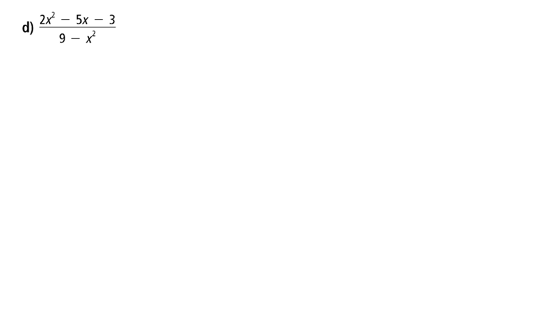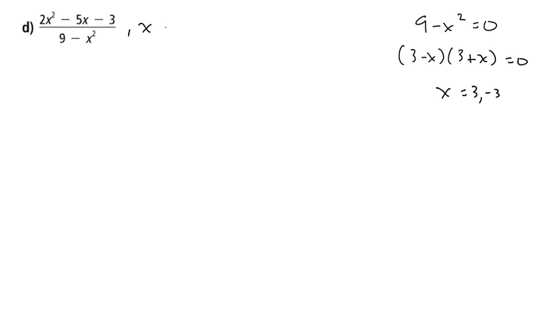All right, let's have a look at D here. So first thing we need to do is our non-permissibles. So let's check and see when 9 minus x squared equals 0. Well, that's going to be 3 minus x, 3 plus x equals 0. And that's going to be true when x equals 3 or negative 3. So we know x can't be 3 or negative 3, or else we'll have division by 0.